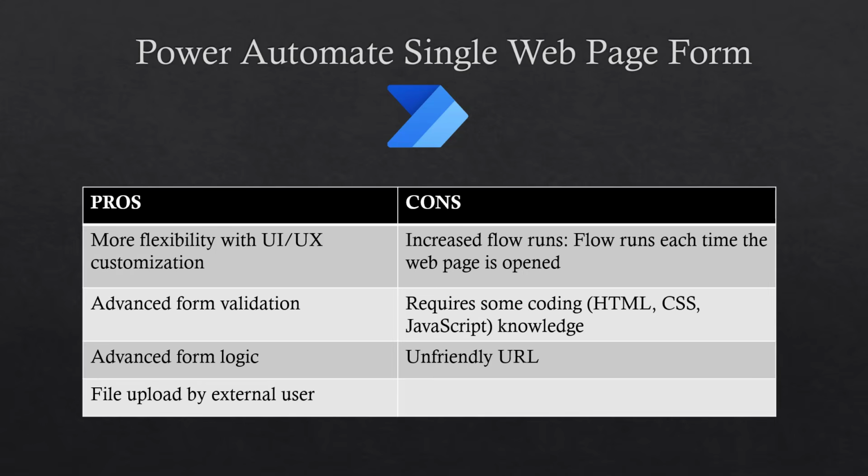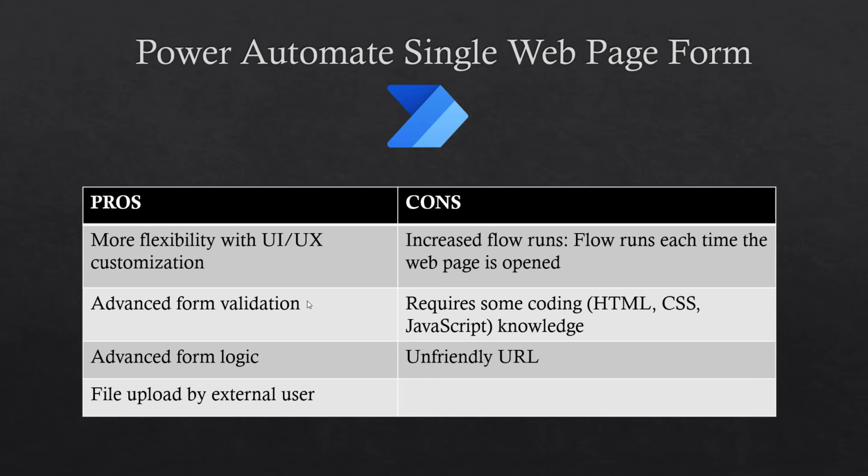Okay, that's how you get documents from external users using the Power Automate single web page form. Yes, it also has its pros and cons. One of the pros is that there's more flexibility with the UI, of course, because you are using your CSS, JavaScript, and all. You can customize the design as much as you want.